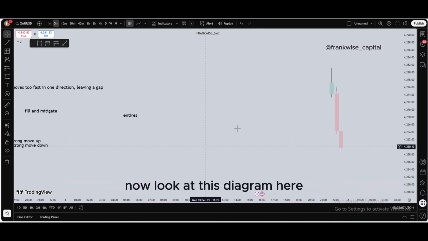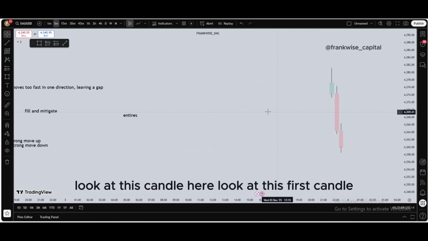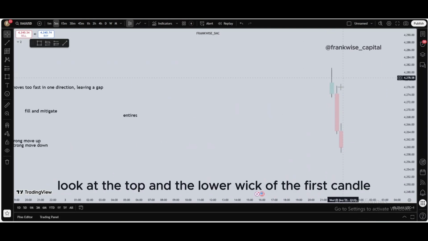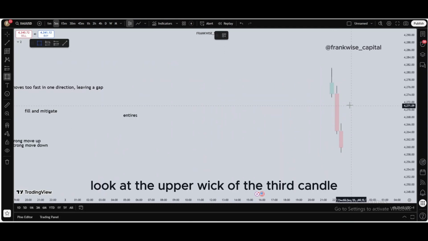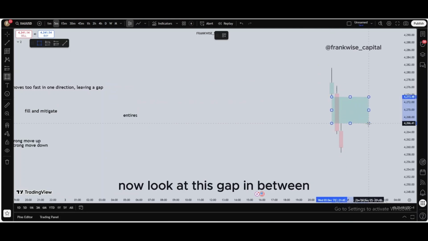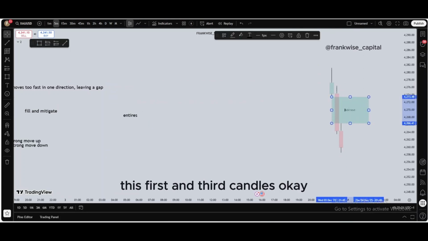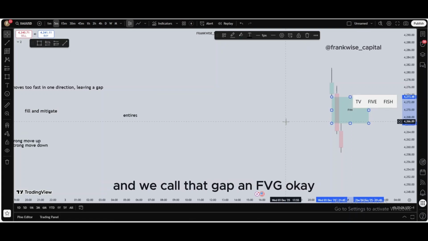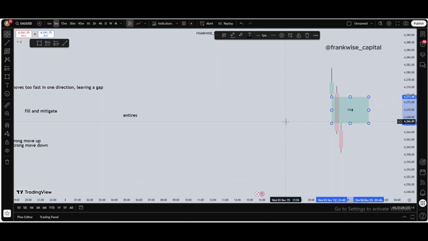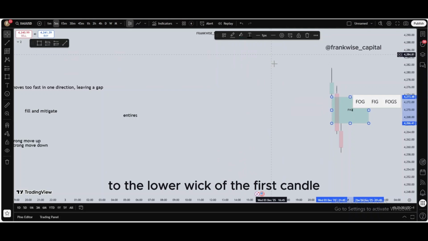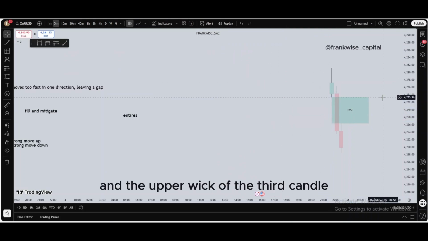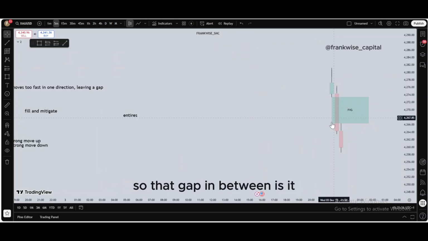Now look at this diagram here. Look at this sketch over here. Look at this first candle. Look at the lower wick of the first candle. Look at the upper wick of the third candle. Now look at this gap in between the first and third candles. Okay, and we call that gap an FVG. Pay close attention to the lower wick of the first candle and the upper wick of the third candle. That gap in between is it.